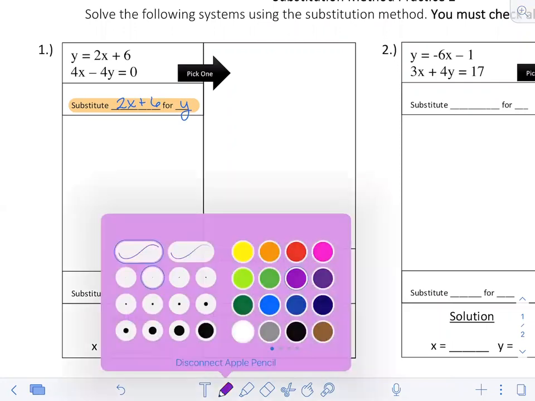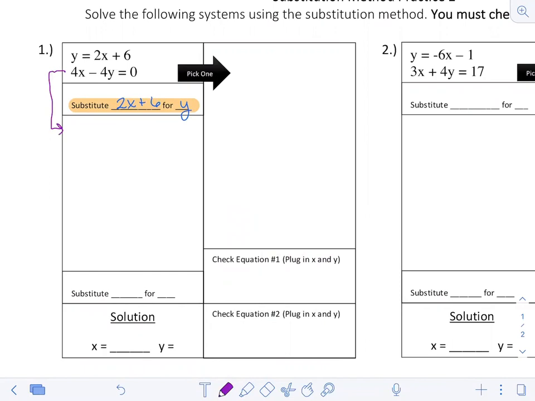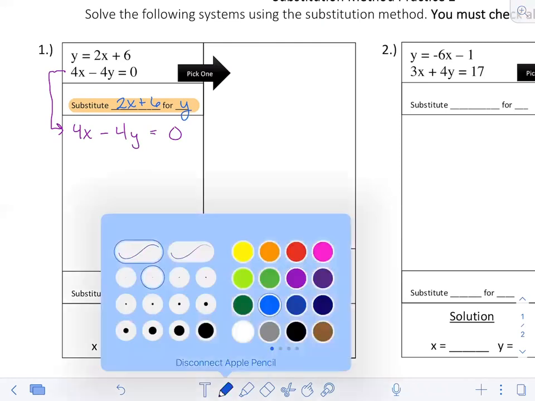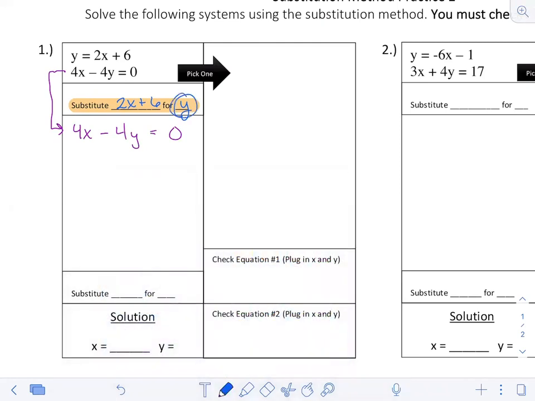So from here, reminder, we rewrite our other equation, the one in standard form. 4x minus 4y, that equals 0. And like we said, we're going to substitute. So we're substituting in. Everywhere we see the y, that's what we're going to cross out. And we're going to replace it with what we said, 2x plus 6. Let's rewrite this nice and neat underneath. 4x minus 4 times parentheses 2x plus 6, that equals 0.